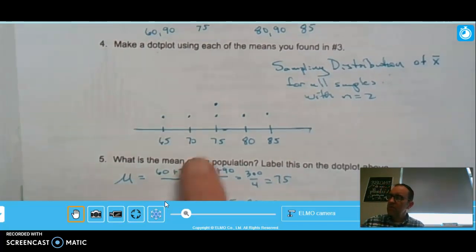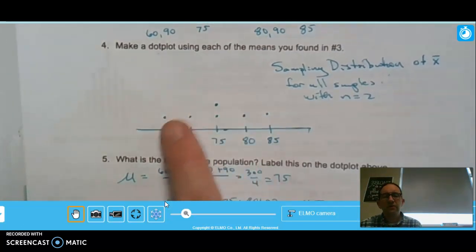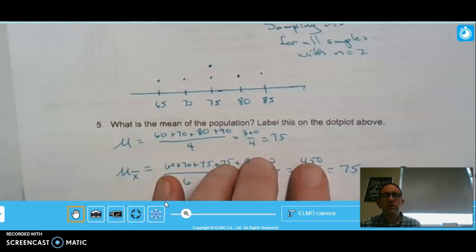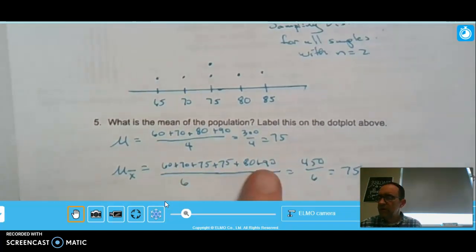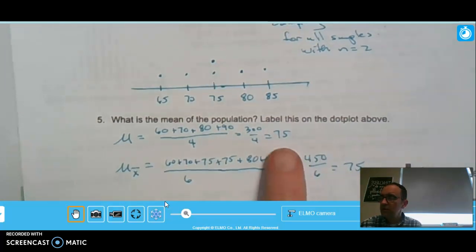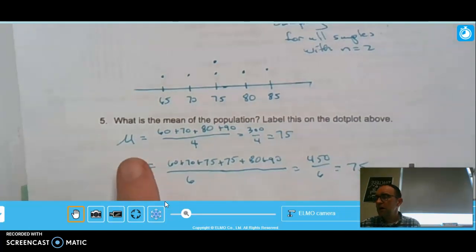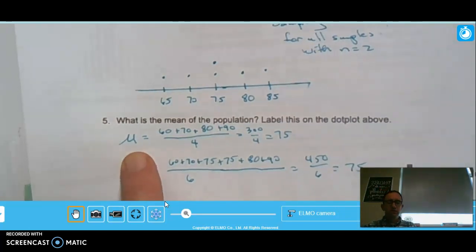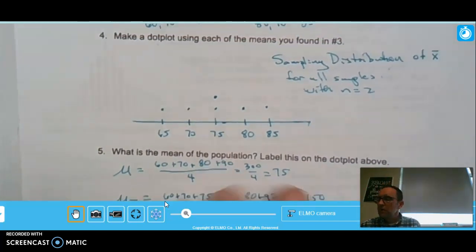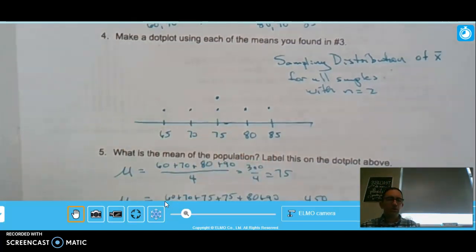Now notice that that mean of the population would also be the mean of these numbers that we have here in our sampling distribution. In other words, if we were to add up all of these X bars and divide by 6, because there are 6 sample averages that are possible, we would get 75. When this occurs, we say that the sample average, X bar, is an unbiased estimator of the population average. Any numbers that come out of a sample are called statistics. Any numbers that come out of the population are called parameters.